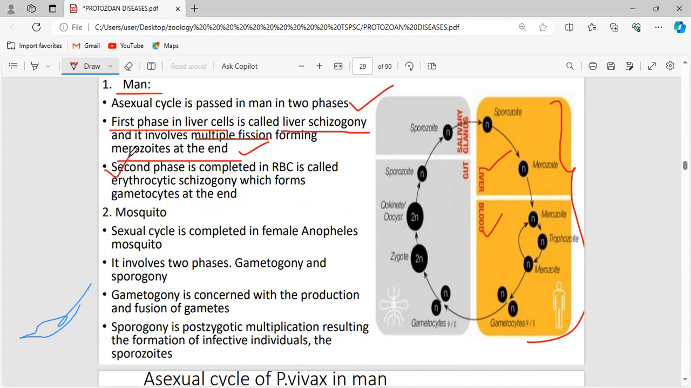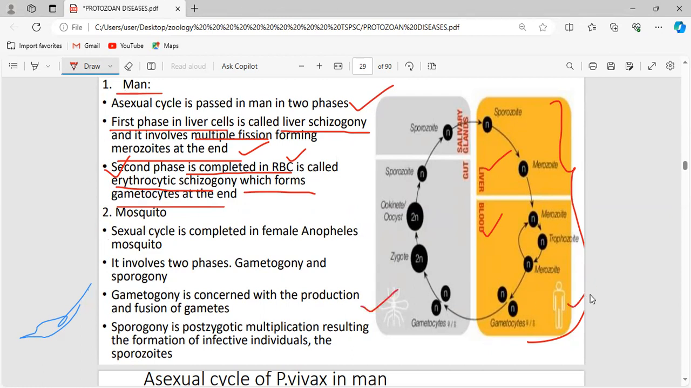Okay, and the second phase is completed in the RBC. That is why it is called the erythrocytic schizogony, because RBC is also called the erythrocytes, and this phase which takes place in the RBC is called erythrocytic schizogony, which forms the gametocyte at the end.